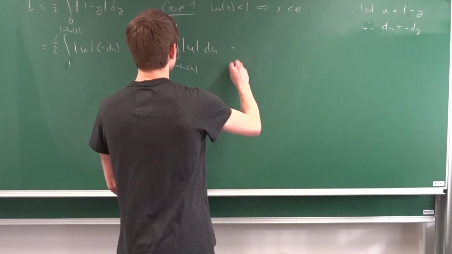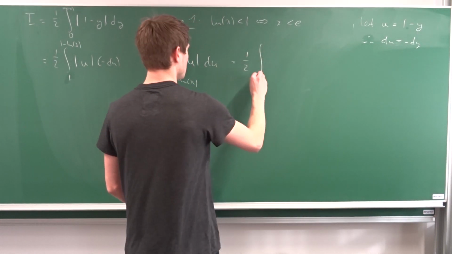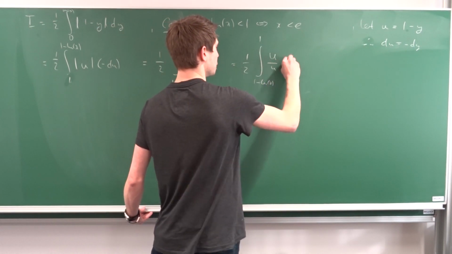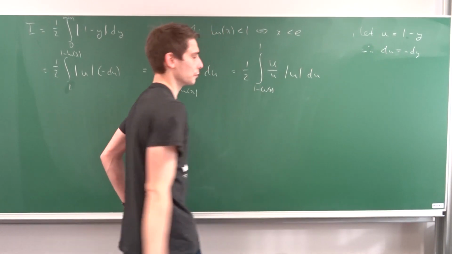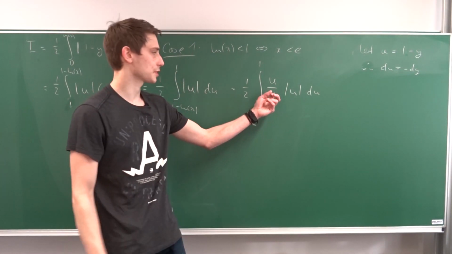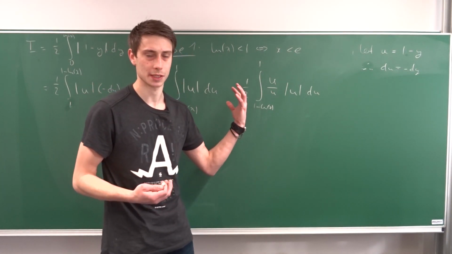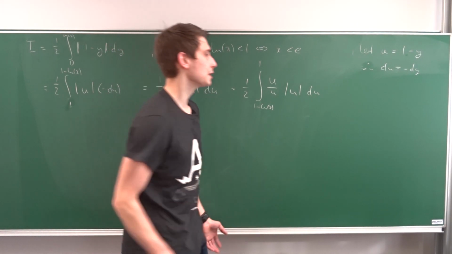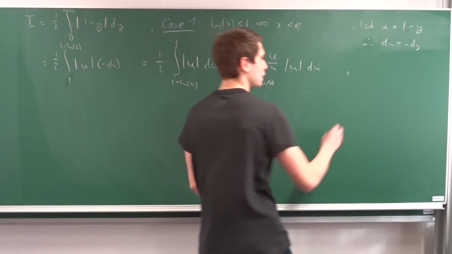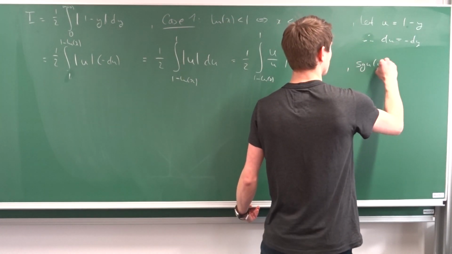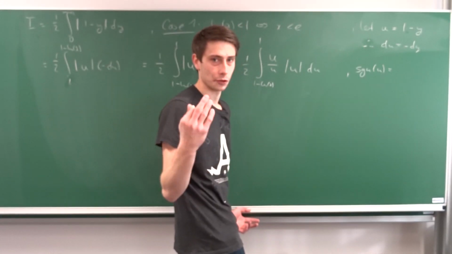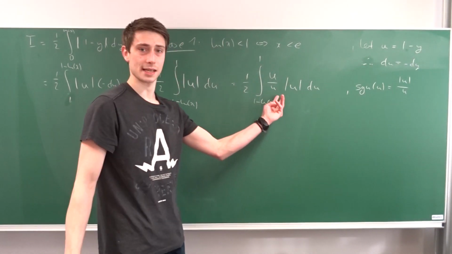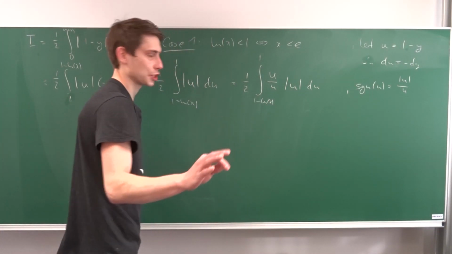So at first, let's rewrite this. That's 1/2 times the integral, upper and lower bound, of u over u times the absolute value of u du. And I hope you agree with me that we can do this, because u over u is just a 1, and we can multiply something by 1 and it won't change anything. And here's some trivia for you guys. There's a function called the sine function, and sine of u is defined, but only on non-zero sets, as absolute value of u over u. Just trust me on this one.